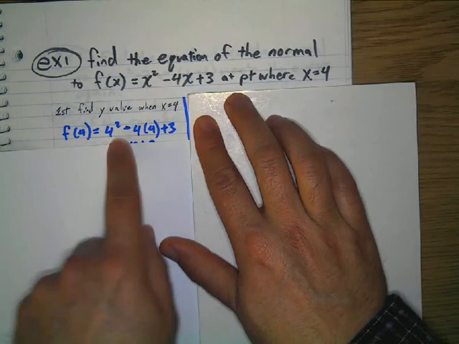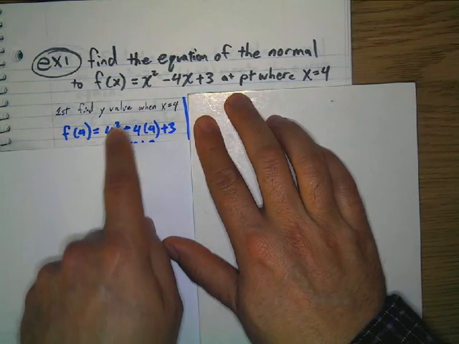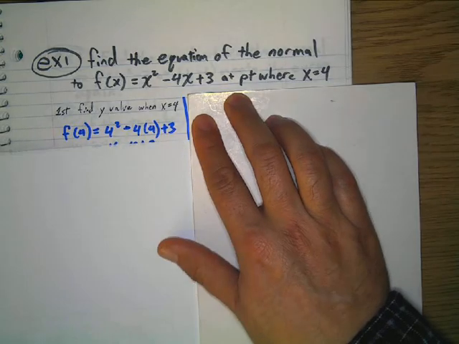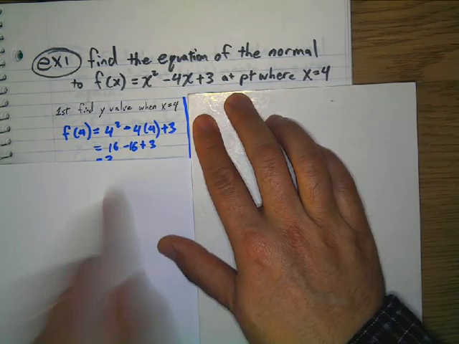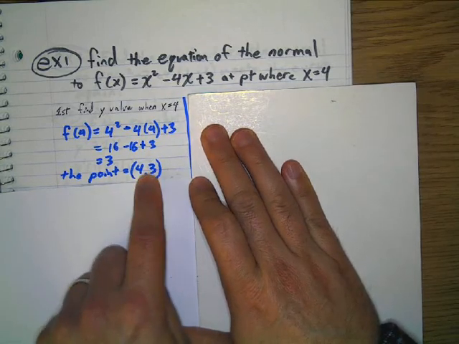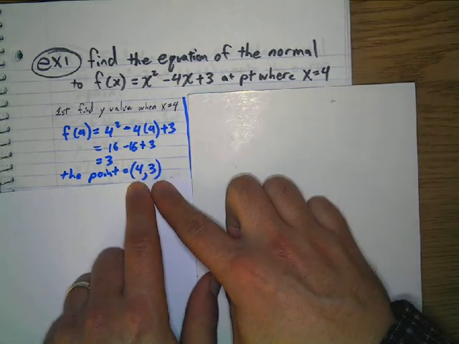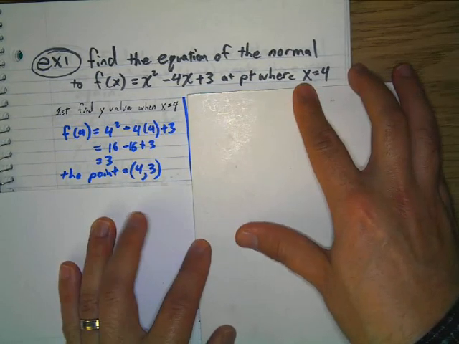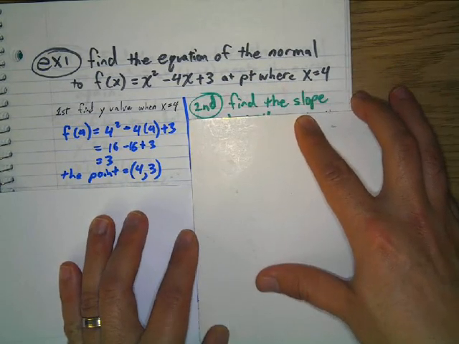So if I plug in 4 for x, we end up with 4 squared minus 4 times 4 plus 3. So then we end up with 16 minus 16 plus 3, so that equals 3. So the y value is 3, and the point is going to be (4, 3). All right, so now the next thing we have to do is find the slope.